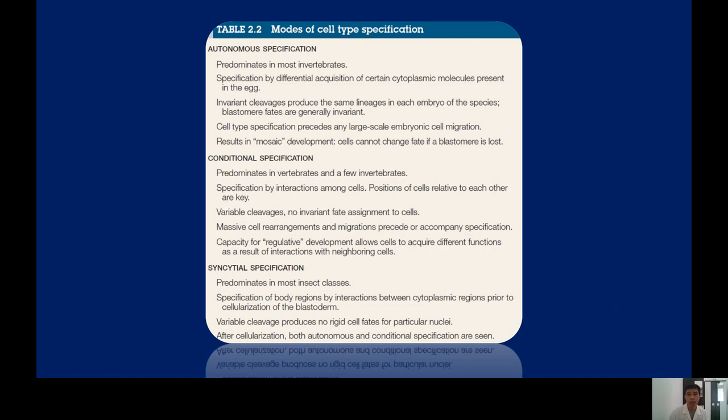And the syncytial specification is predominantly found in insect classes, and the specification is determined by interaction between cytoplasmic regions prior to cellularization of the blastoderm, and also triggered by the interactions of the nuclei themselves, as in the conditional specification.